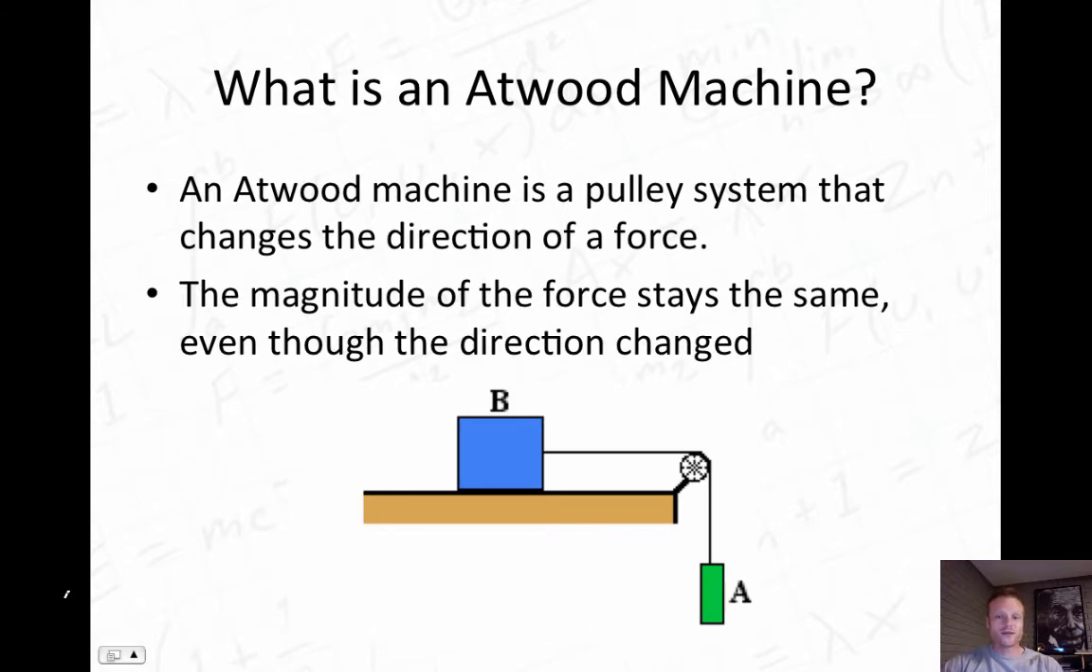What is an Atwood machine? Well, basically an Atwood machine is just a pulley system that will change the direction of a force. The magnitude of the force stays the same, but the direction changes. So in this picture you can see this weight is going to be pulled down by the force of gravity, and that's going to cause this block to move due to this tensional force in the string. So it's a change in direction, but the magnitude of the force is the same. If the force is 5 newtons down, then the force is going to be 5 newtons here, but instead of down, it's to the right.